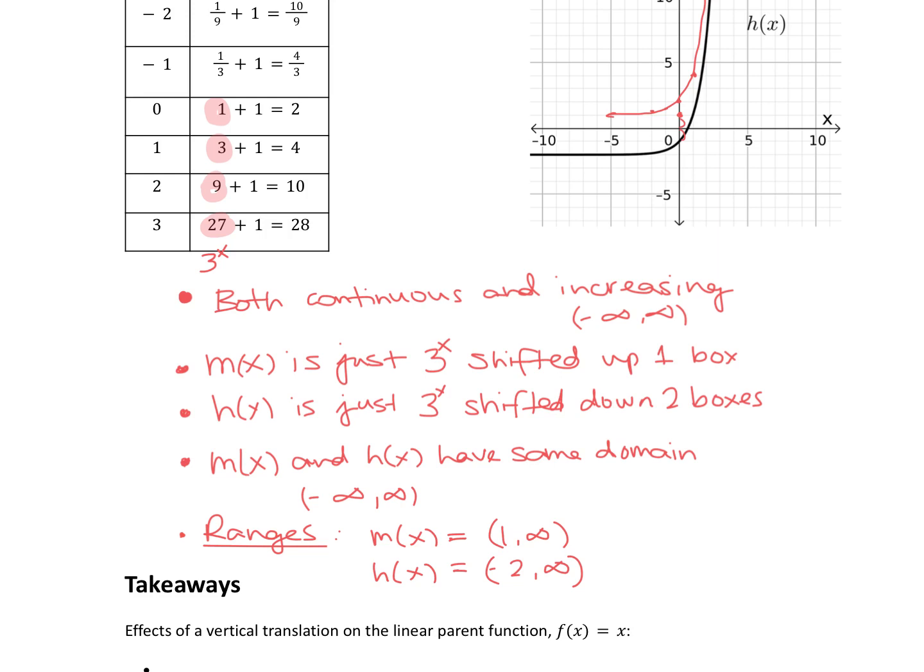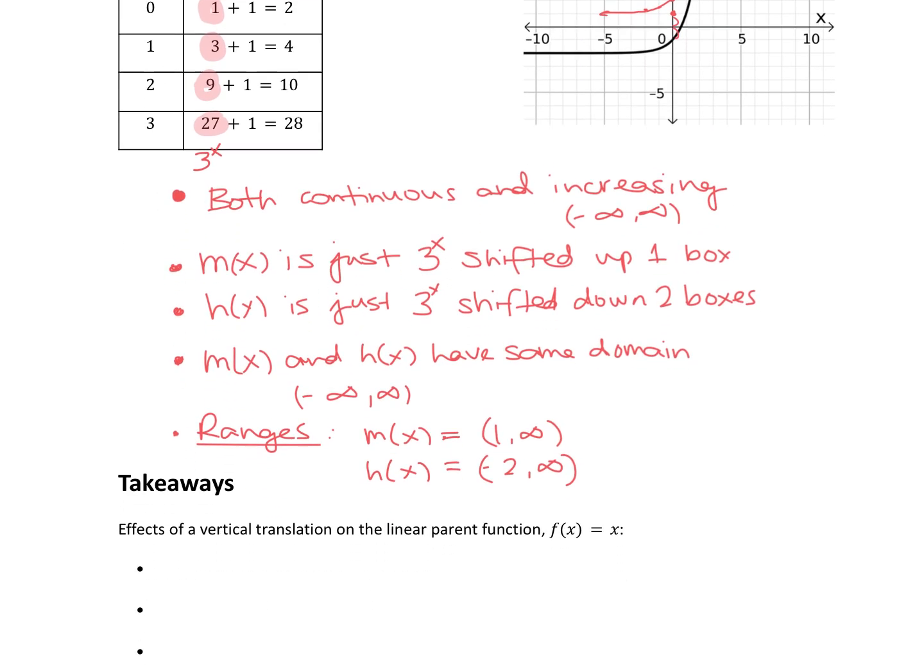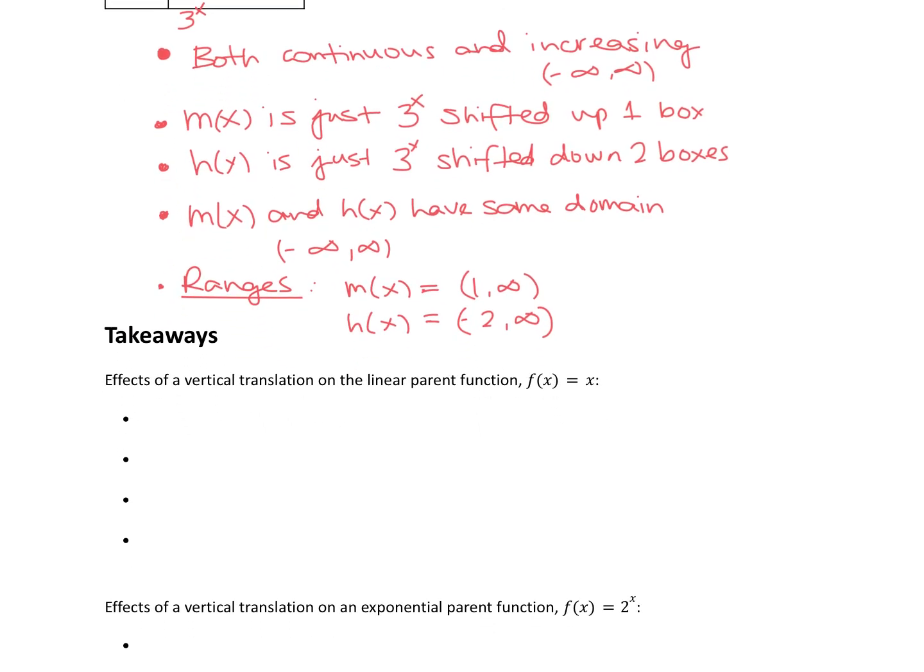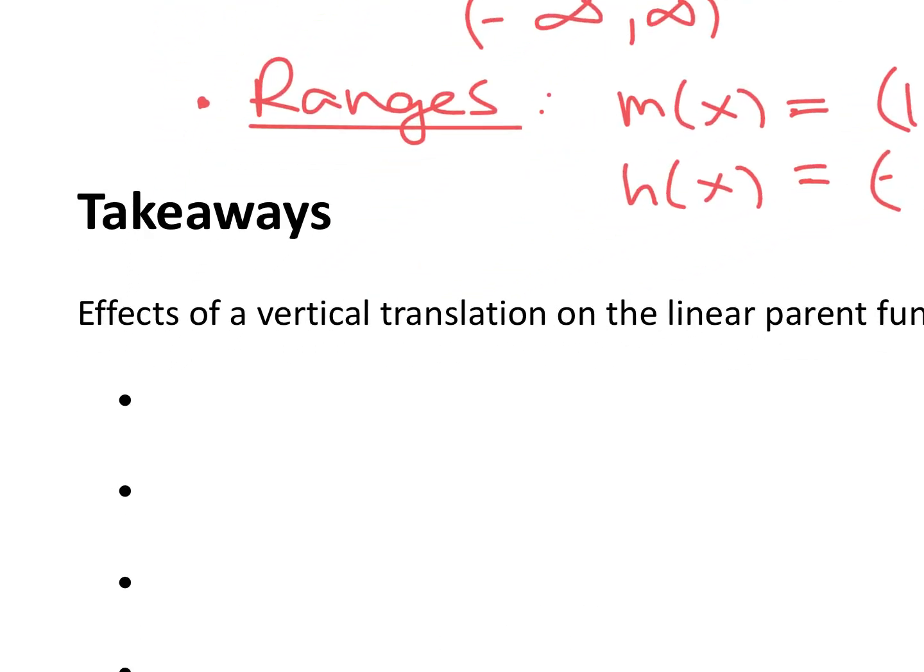So it looks like our takeaways are about the vertical translations that we've been seeing. That's what it's called when we shift something up or down. It's a vertical, right? Vertical is a line up and down. Vertical translation. Translation just means move. So what are the effects of a vertical translation on the linear parent function, the original parent function, f of x equals x?